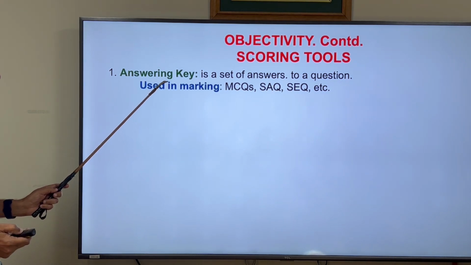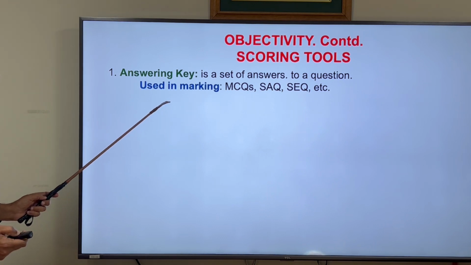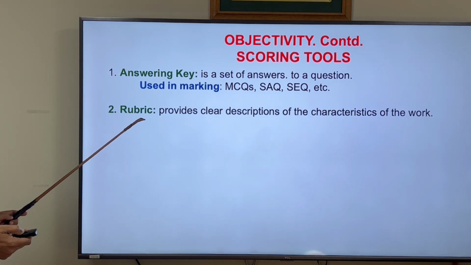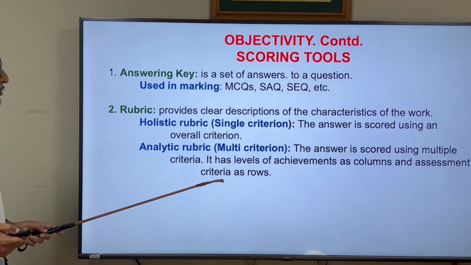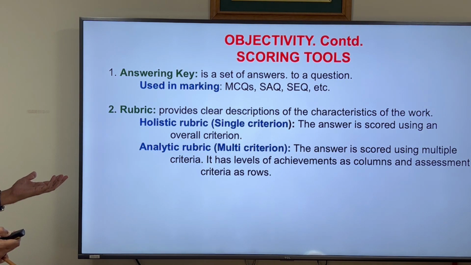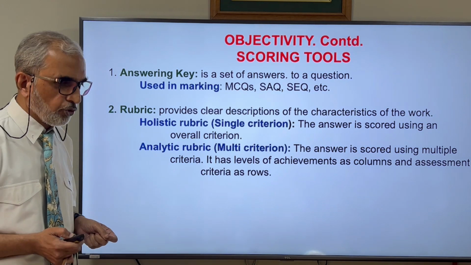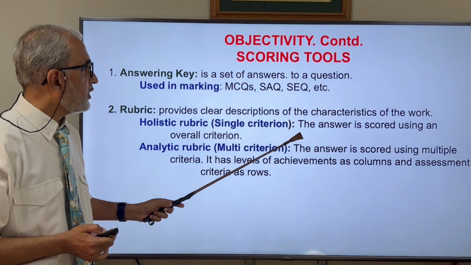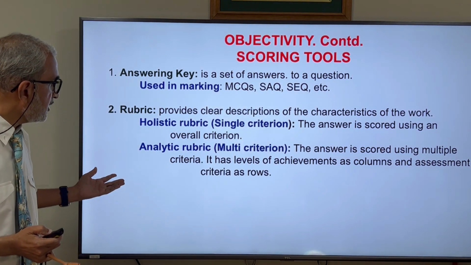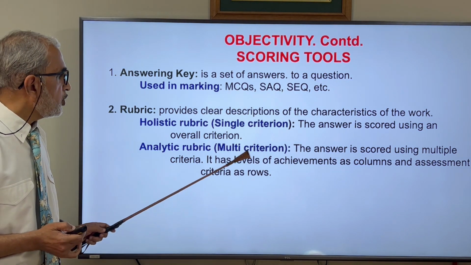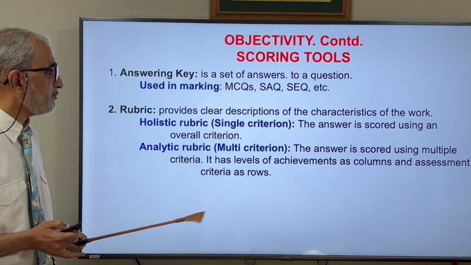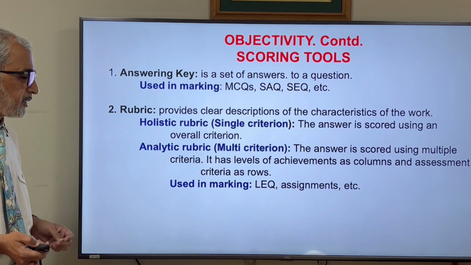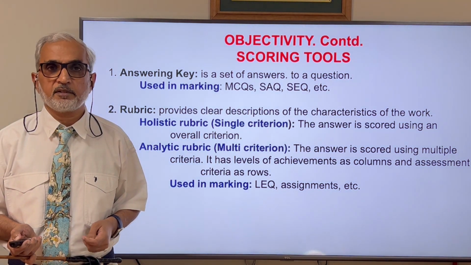Scoring tools, I was telling, the answer key is a set of answers to a question. It is used in marking multiple choice answers, short answers, short essay questions, etc. A rubric provides clear description of the characteristics of the work. It could be a holistic rubric in which a single criterion is used, or an analytic rubric in which multiple criteria are used. In a holistic rubric, the answer is scored using an overall criterion. In an analytical rubric, the answer is scored using multiple criteria. It has levels of achievement as columns and assessment criteria as rows. It is used in marking long essay questions, assignments, etc.